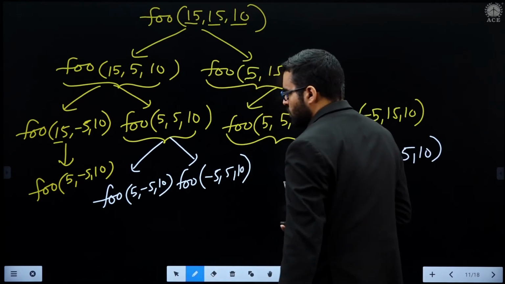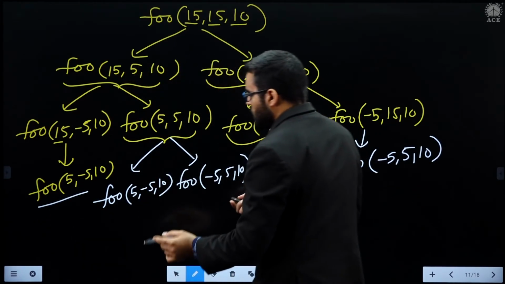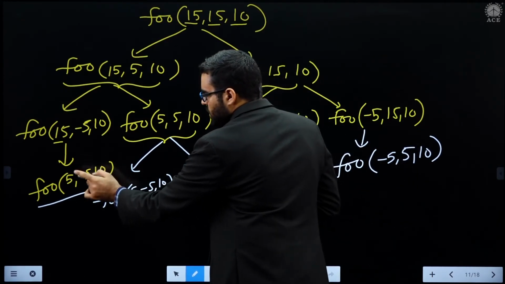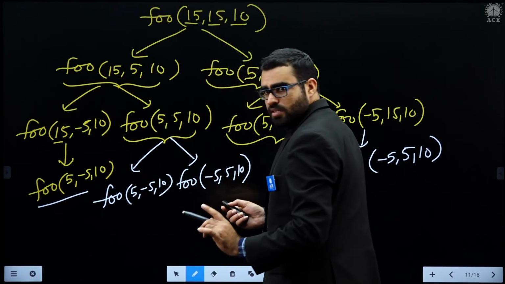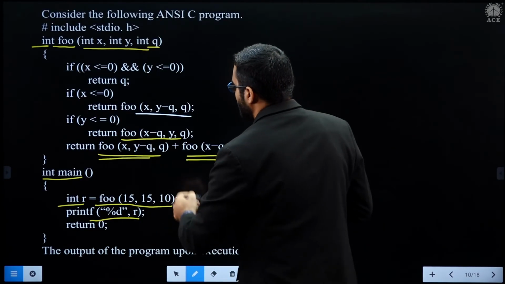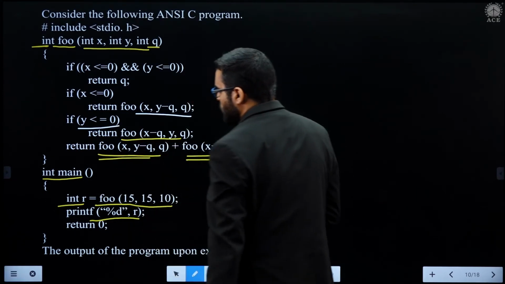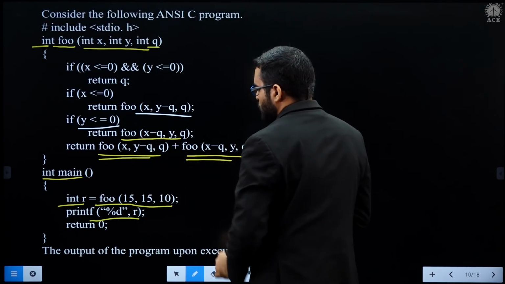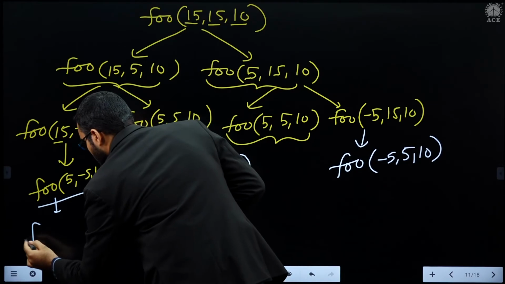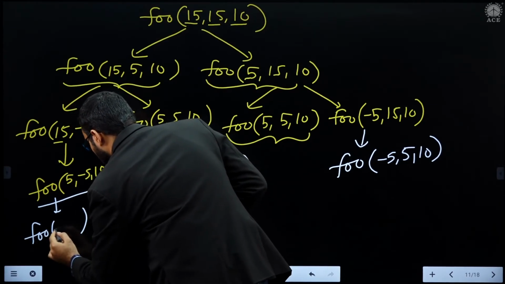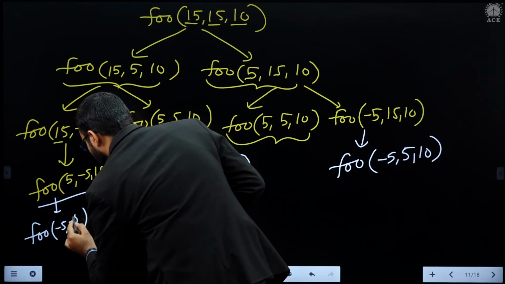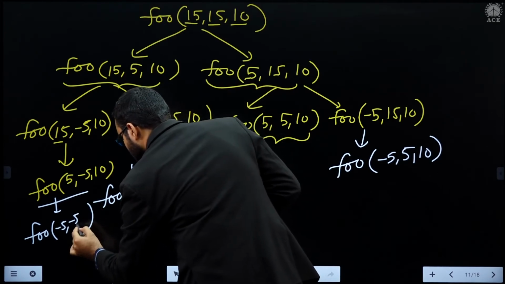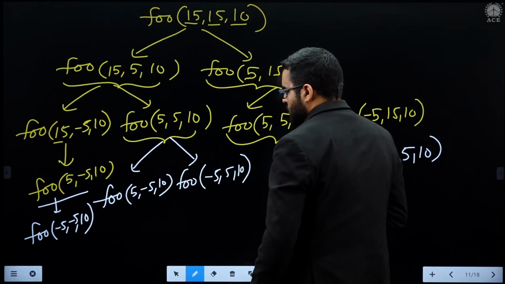So what is the value of this function call? foo of 5, minus 5, 10. Again here you can see y is less than or equal to 0, but the value of x is 5. So here what do we do? We call foo of x minus q, y, comma q. So here we call foo of x minus q, that is minus 5, 10, minus 5, 10.